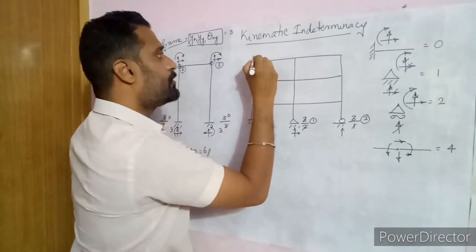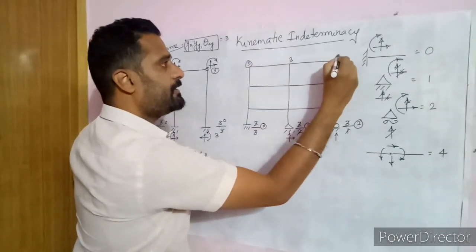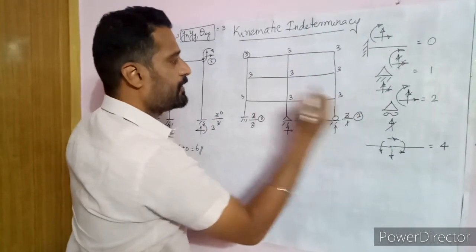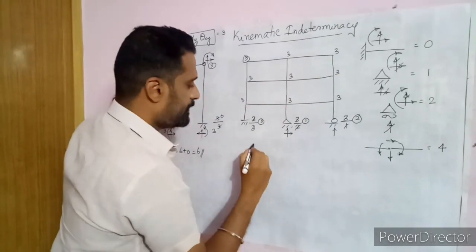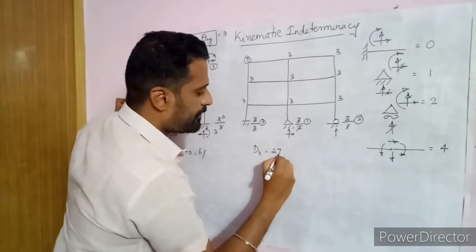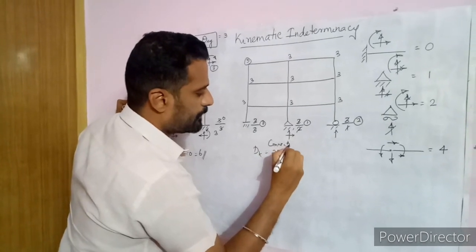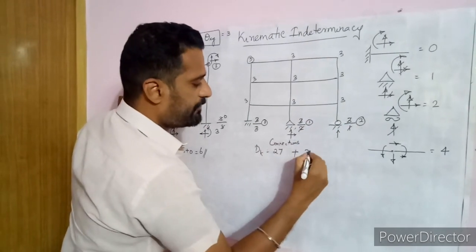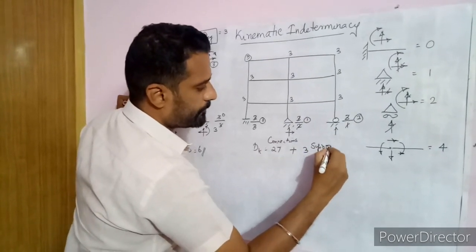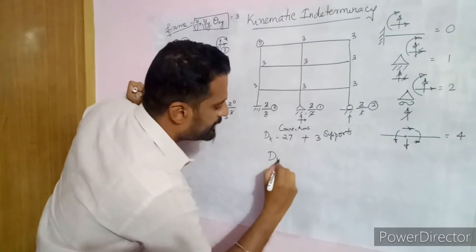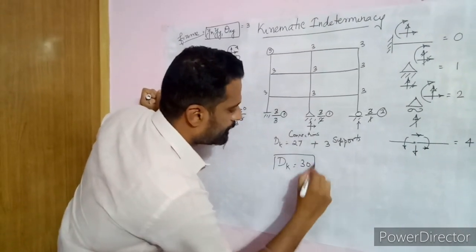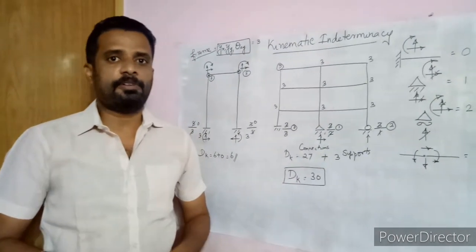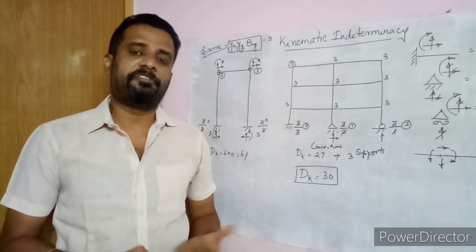So all these joints, the connections, we have 3 as the responses or the deformations. So 3, 3, 9 plus 3, 27. So dk is 27 for connections plus 1 plus 2, 3 for supports. So therefore dk is 30. So this is how we are calculating the kinematic indeterminacy for beams, trusses and frames. Thank you.